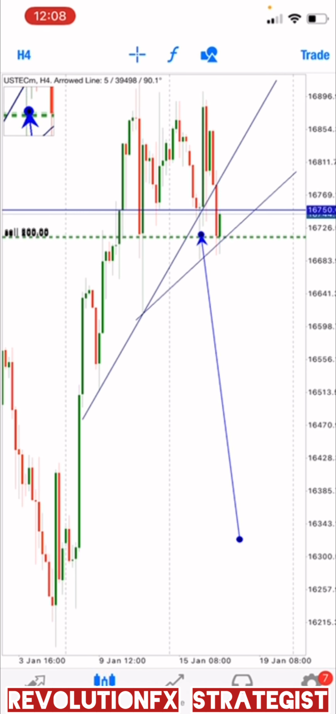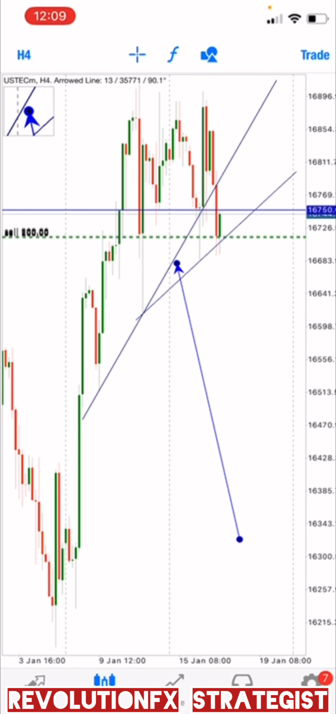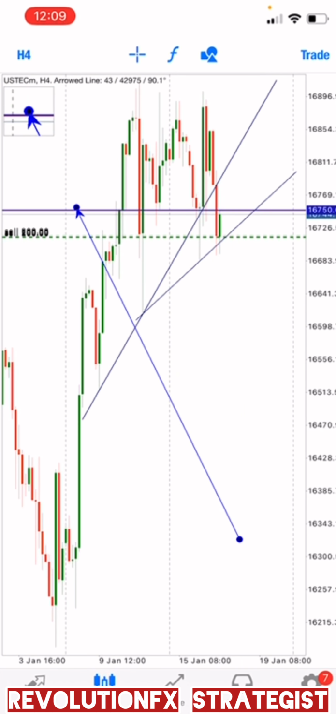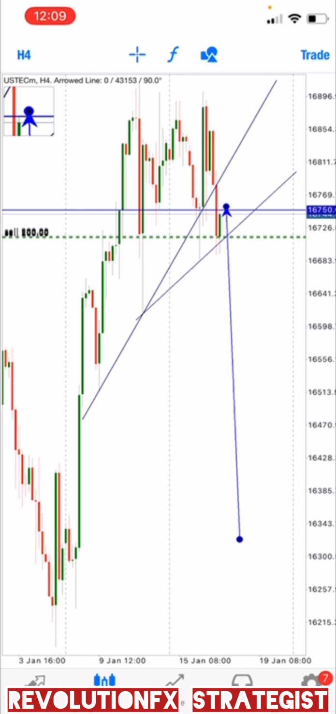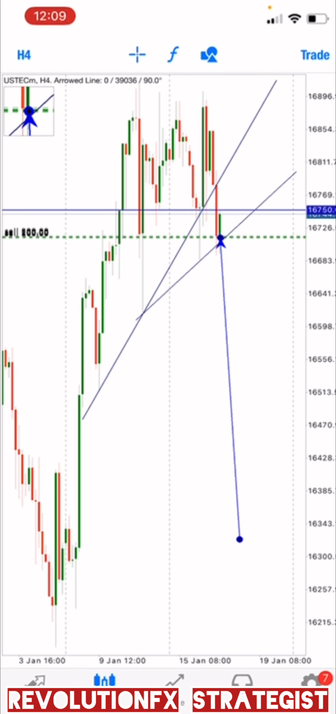So the market failed to breach this zone yesterday. Now this trend line and this zone where the market failed to breach yesterday create a confluence. You see, this is now a confluence. So this retracement here is not a strong buy.